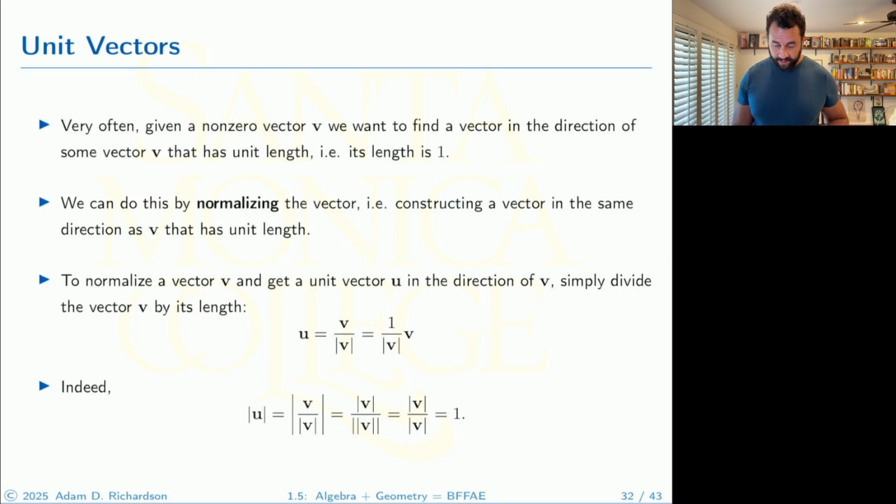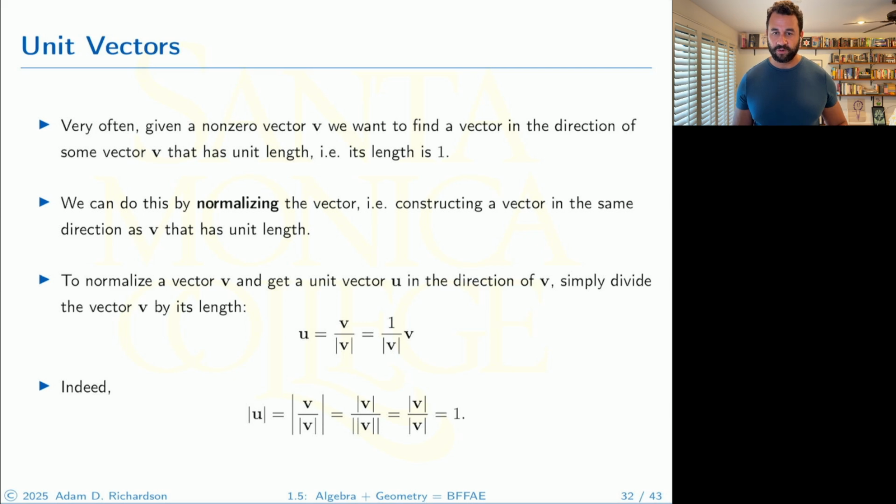All right. So a lot of times what happens is this. We're given a non-zero vector v, and we want to find a vector that's in the same direction, but has length 1. We can do that through a process called normalization. We're going to normalize the vector. And all we really need to do is find the length of the vector and divide the vector by that length. So it sounds weirder than it actually is.